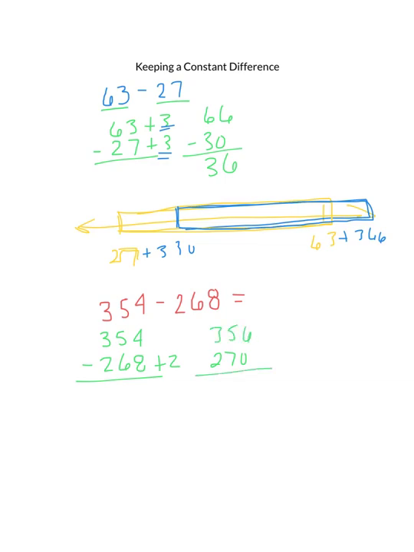Now I'm looking at 35 tens and 27 tens. If I think of the difference of 35 and 27, it's a difference of 8. Okay, so the difference is 86.